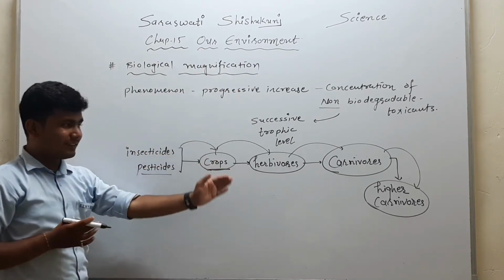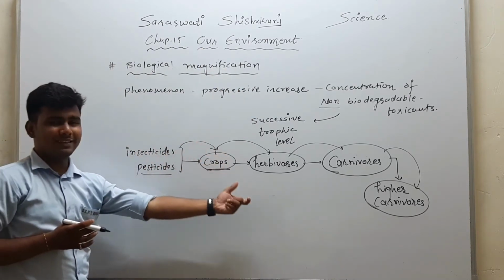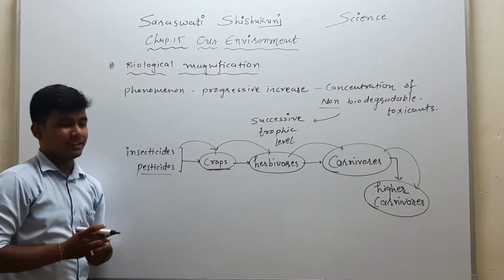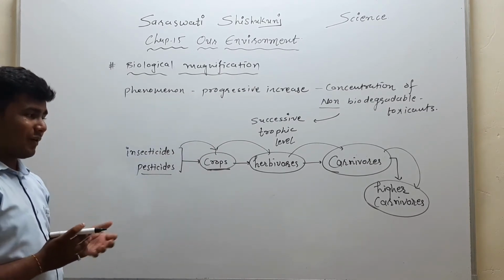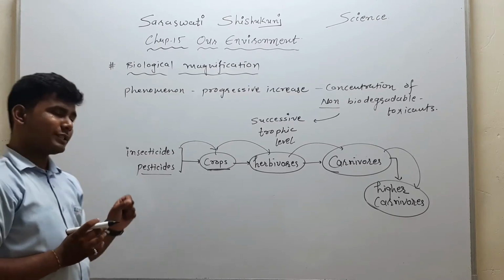Here we can understand this biological magnification with this example, and that is the reason why there are some toxicants present in wheat and in our grains.